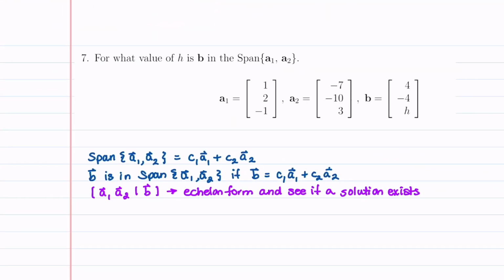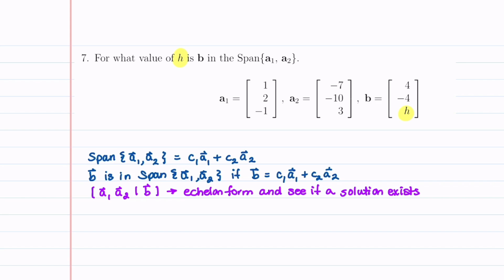In this question, we're asked to find the value of h. So there's an h, and let's look down here. There's our h and our b. So for what value of h is b in the span of a1 and a2? In other words, all we have to do is pick a number for h so that our vector b is in the span of a1 and a2.